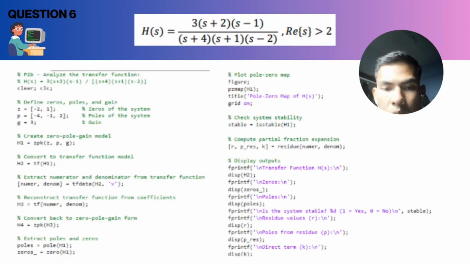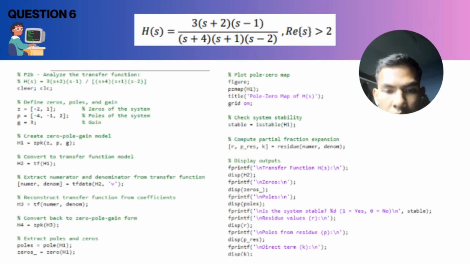To analyze the system, from the output we can see the zeros at s equal negative 2 and s equal 1, while the poles are located at s equal negative 4, s equal negative 1, and s equal 2. We can add the pole-zero map with poles marked by red crosses and zeros by blue circles, clearly showing one pole sitting in the right half plane at s equal 2.